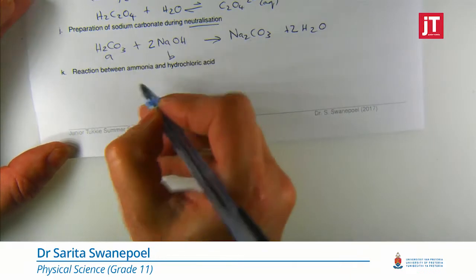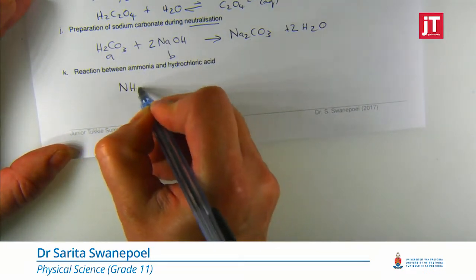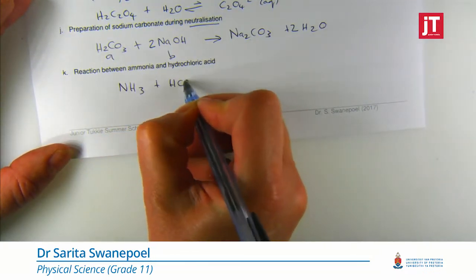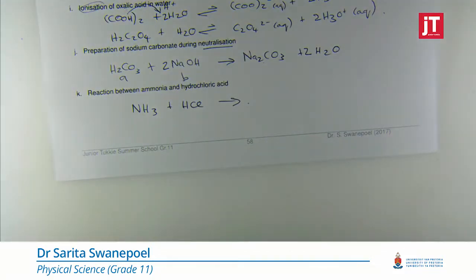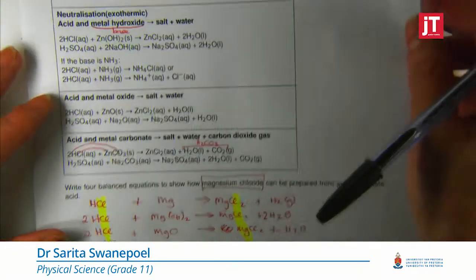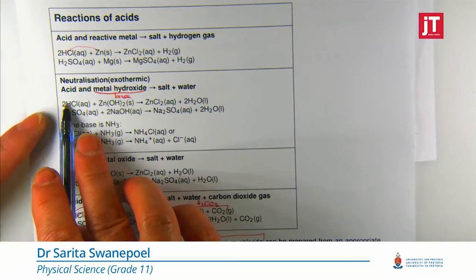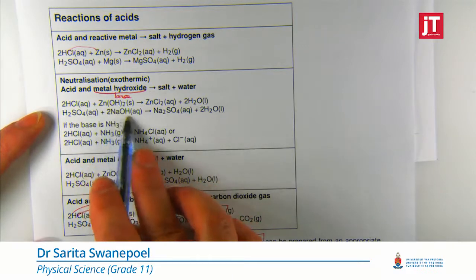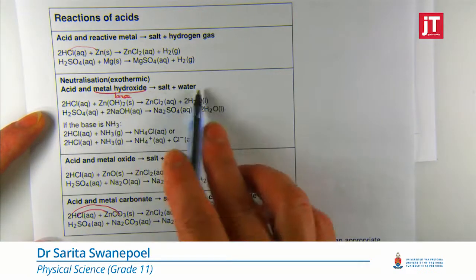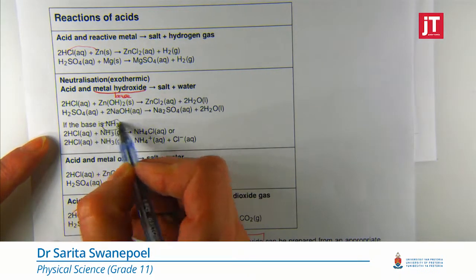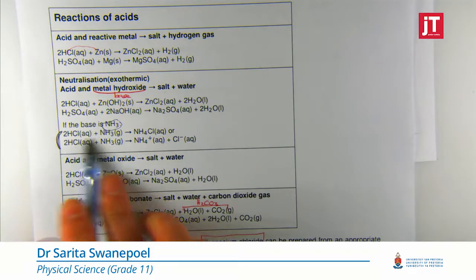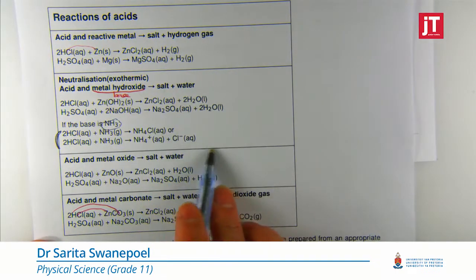Last one, ammonia, NH3, and hydrochloric acid. What do we need to know about ammonia? It's always the exception to the rule, right? All the other bases that we work with, if you go back to the first page, all the other bases had OH, right? So they ended up with water as my extra product. But when you get to ammonia, ammonia is always the exception to the rule. With ammonia, you don't get the water.